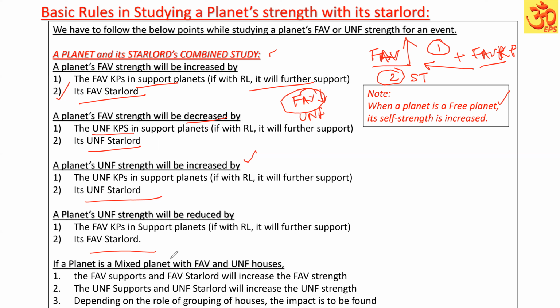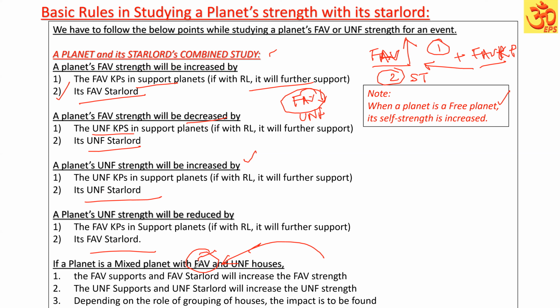Suppose a planet is a mixed planet with both favorable and unfavorable houses. In most cases, each planet will have mixed houses only, but within that there will be a range. For academic purposes, we'll take it as favorable and unfavorable houses. The favorable supports and the favorable star lord will increase the favorable strength. Suppose this mixed planet has favorable key planets; those favorable key planets will support the favorable signification of the mixed planet.